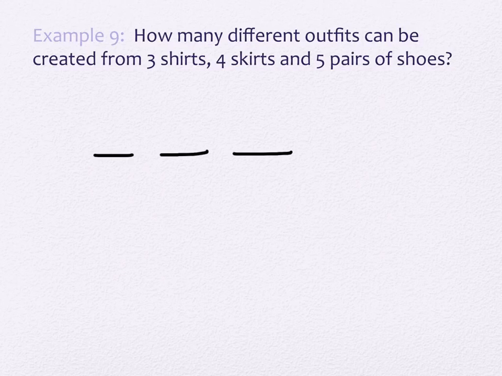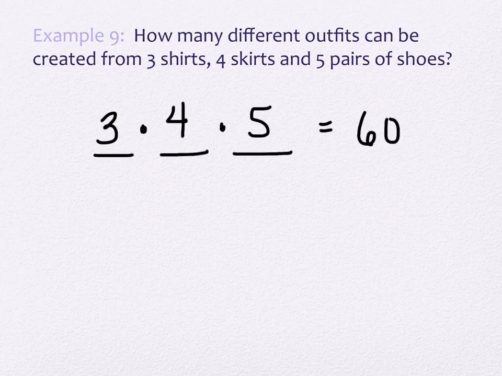Okay, so there are 3 options for your number of shirts. There are 4 options for your number of skirts, and there are 5 options for your number of shoes. And then what does the fundamental principle of counting say I do with these numbers? I multiply them. And if I multiply 3 times 4 times 5, what do I get? 60. So there are 60 outfits.